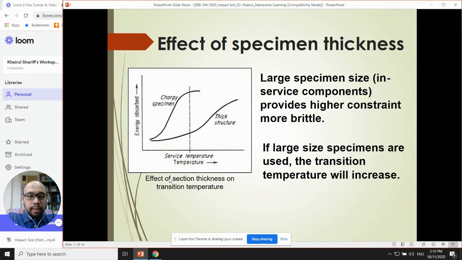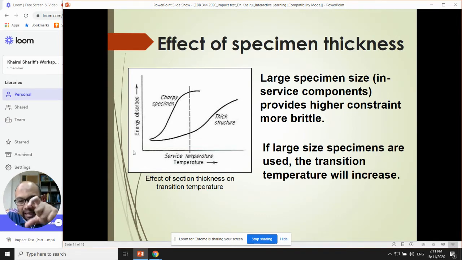This one I want to explain is the effect of specimen thickness. I can say that a larger specimen provides high constraint and shows more brittleness. Why does this happen? As you can see in the graph here, this is the sample for the large specimens. Imagine this Charpy specimen level refers to the standard dimension of impact testing using the Charpy technique.